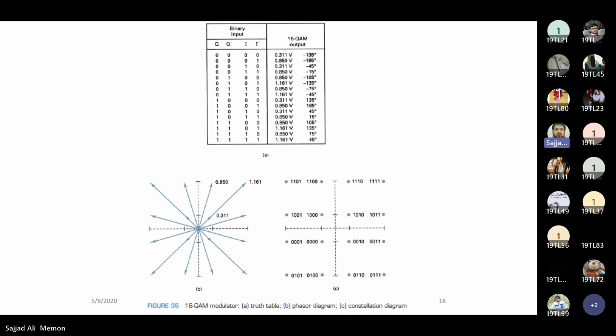So this one is 45, and this is 15, and this one is 75. This one is 75. So with 16 PSK, the angle separation was 22.5, and with 16 QAM, the angle separation is 30 degrees. So 16 QAM will have a better bit error rate compared to 16 PSK.